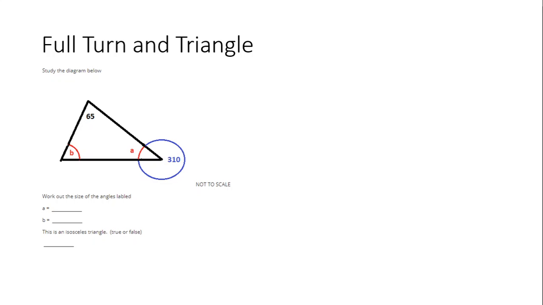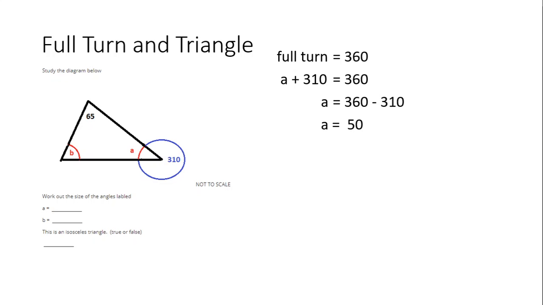Looking to find out angle A, you should see that the rule is that it's in a full turn. A is in a full turn here with this 310 degrees, and you know that angles in a full turn add to 360. So my rule is a full turn equals 360. My equation: the angles in this full turn, A and 310, need to add to 360, which means A on its own, moving the 310 to the other side, will be 360 minus 310, which is 50. So I've got A is 50.